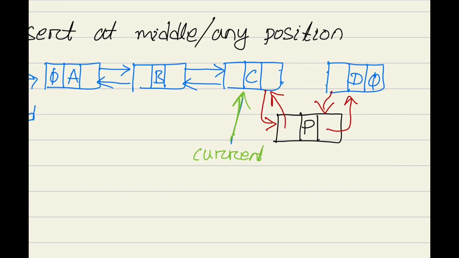So what are the steps here? First we create the node, and in the next step, this is step 2, we update the next of the newest node. Then this is step 3, we update the previous of the node D. Then what is step 4? We update the previous of the new node or newly created node. And what is step 5? In step 5 we update the next of the node C. So these are the steps we need to follow for inserting a node at any given position of a linked list.